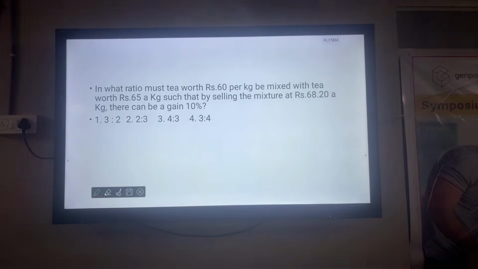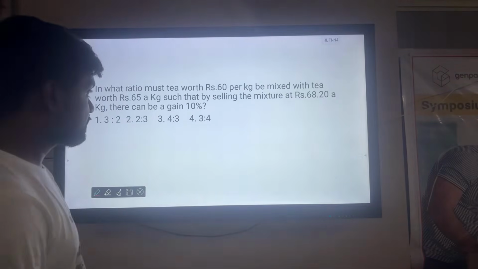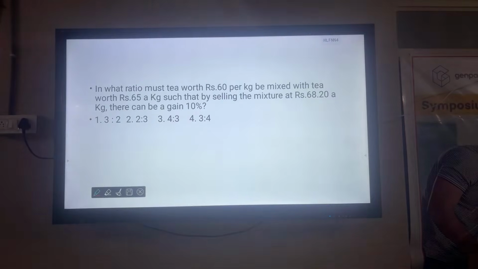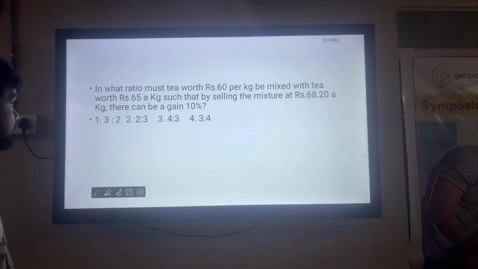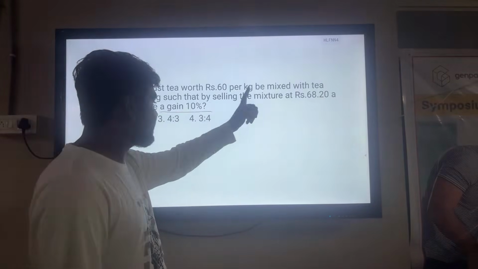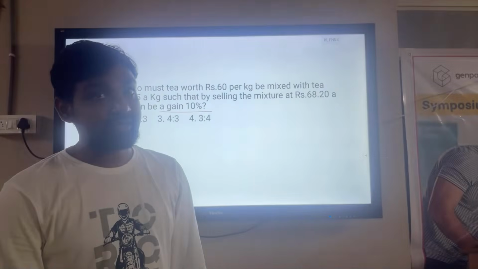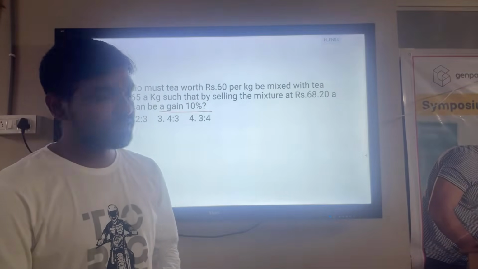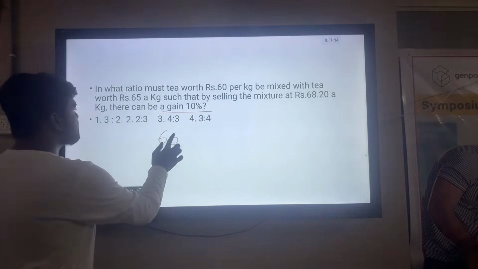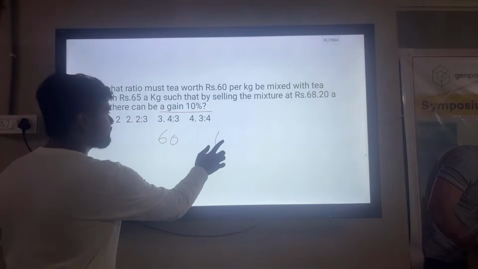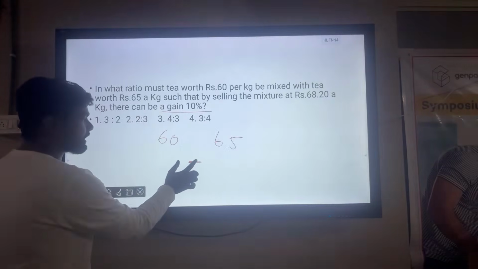In what ratio must tea worth 60 rupees per kg be mixed with tea worth 65 per kg in such a way that by selling the mixture at 68.20 per kg, there can be a gain of 10%? This is a mixing and alligation rule you have to apply. What is the cheap value? 60. And what is the costly value of tea? 65.